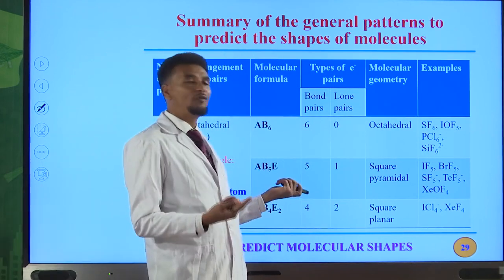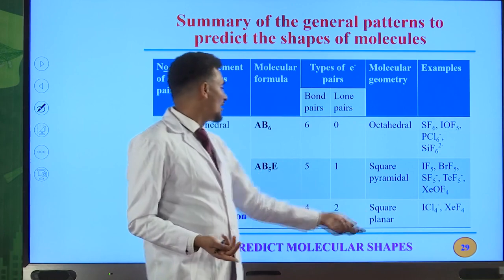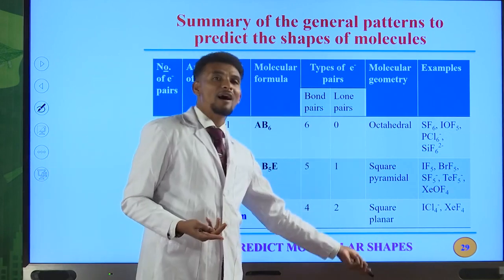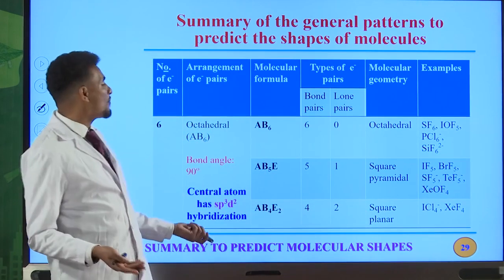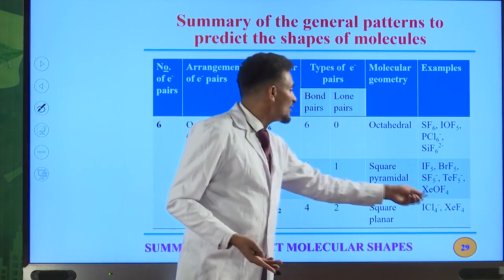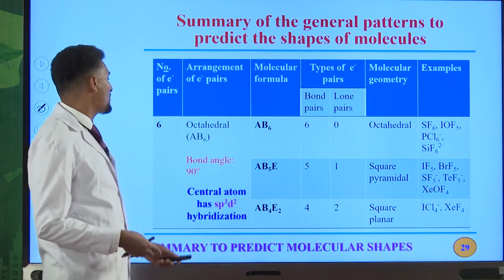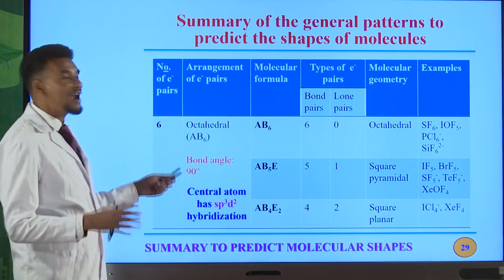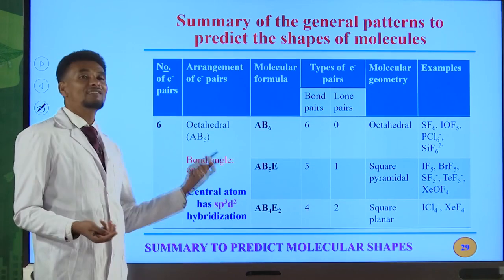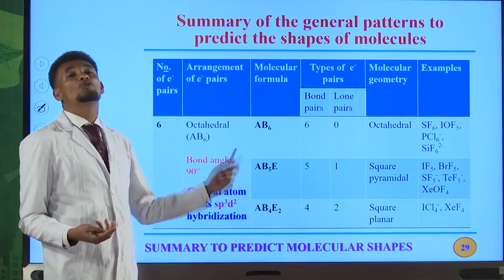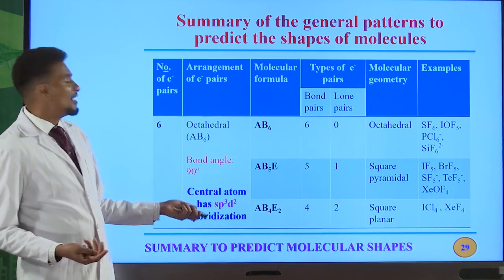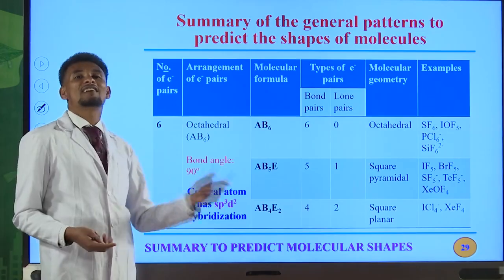If you have one lone pair of electrons, that is square pyramidal. Two lone pairs of electrons, square planar, but four of them are bonding pairs. So these are examples for molecules that have square pyramidal shape. And the ideal bond angle is 90 degrees. And the central atom has sp3d2 hybridization. This is the hybridization for the central atom.